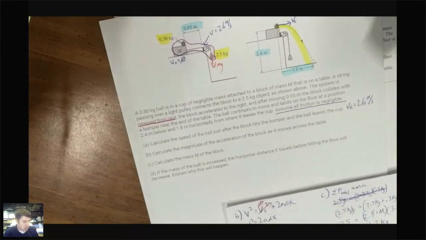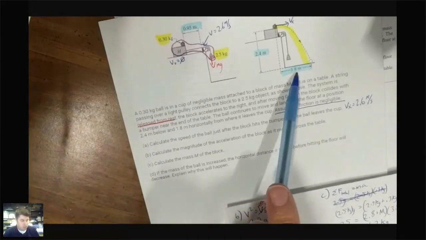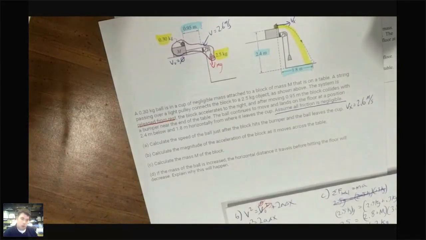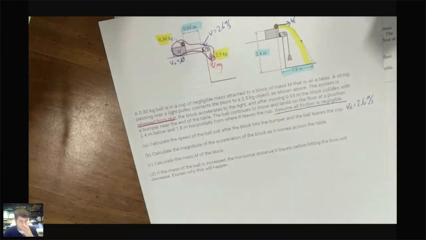Now, for the last one, part D. If I make the ball get heavier, the horizontal distance it travels will get smaller. A heavier object for this ball goes less far, less than 1.8. Why will this happen? Well, this is a good thing to ponder.